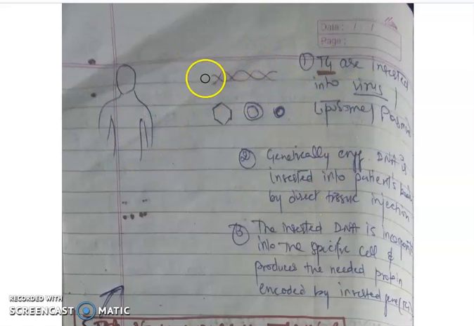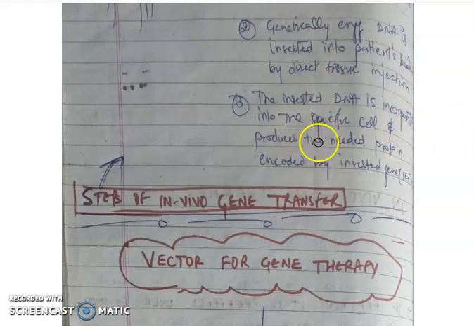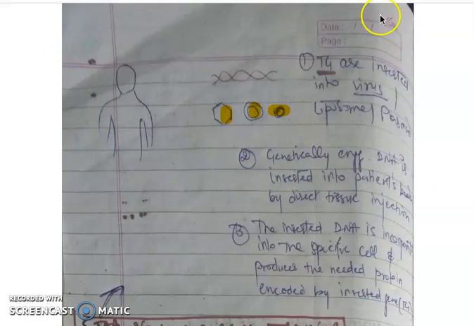Here the therapeutic gene is inserted into either a retroviral virus, or a liposome, which are synthetic lipid bilayers into which the gene is packaged, or a plasmid. So any of these three is taken as a carrier or vehicle or vector, and then this genetically engineered DNA is inserted into the patient's body by direct tissue injection. The inserted DNA gets into the specific cell and produces the needed protein that is encoded by the inserted therapeutic gene. So these are the brief steps.